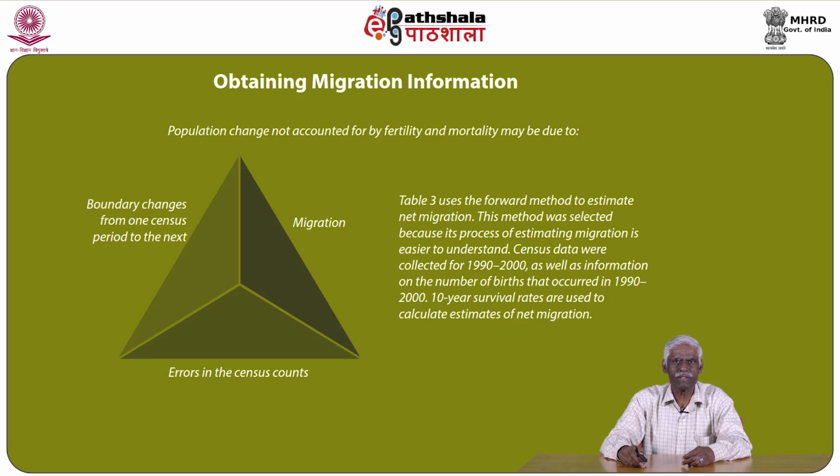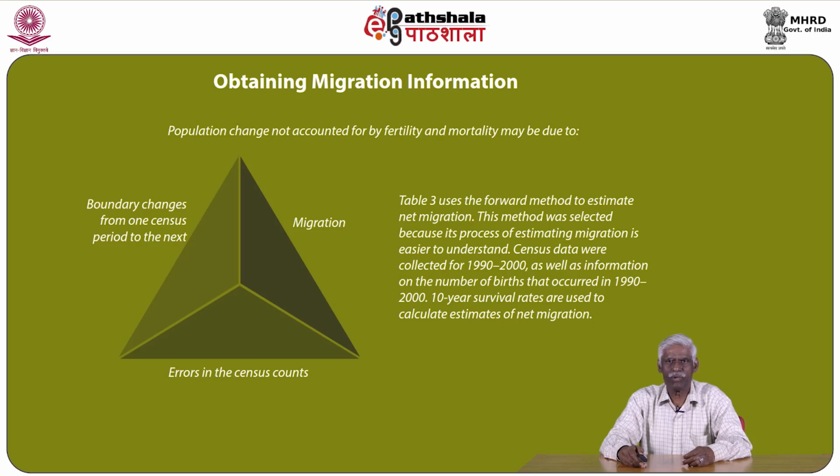Let's discuss errors in the census counts. The boundary changes from one census period to the next. Table U8.3 uses the forward method to estimate net migration. This method was selected because its process of estimating migration is easier to understand.